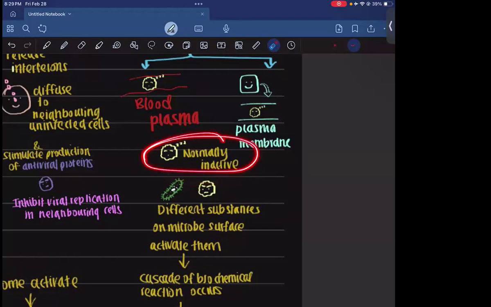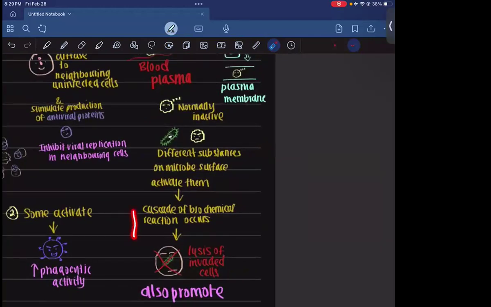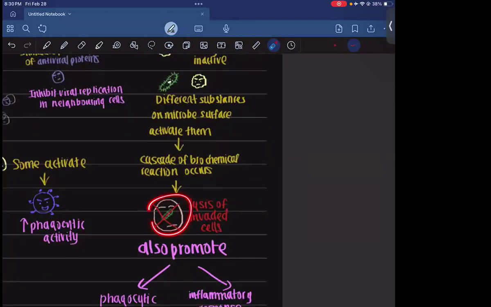So normally it is inactivated. Different substances on the microbe surface can activate them. And once they are activated, a cascade of biochemical reactions is going to take place. A cascade of biochemical reactions means there will be a series of biochemical reactions taking place. And finally, at the end of this, the pathogen is going to invade a particular cell, right? So that cell which has been invaded by that microorganism is going to be destroyed. It is going to undergo lysis. Lysis means it is going to be destroyed. So there will be lysis of the invaded cell.